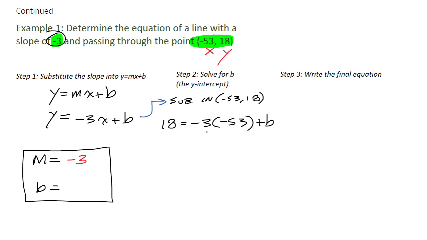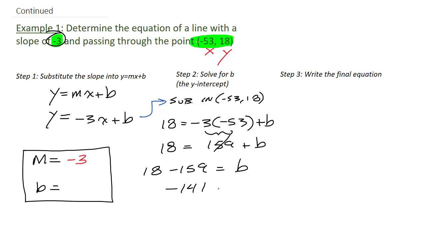Okay, so let's multiply the negative 3 and the 53 together. And that's going to give us 159 plus b. And final thing is we're going to subtract 159 from both sides. So you minus it from this side, it's gone. You have to minus it from the other side to keep it balanced. And let's go, what's 18 minus 159, which is negative 141. Now, let me just write that, that's our b.